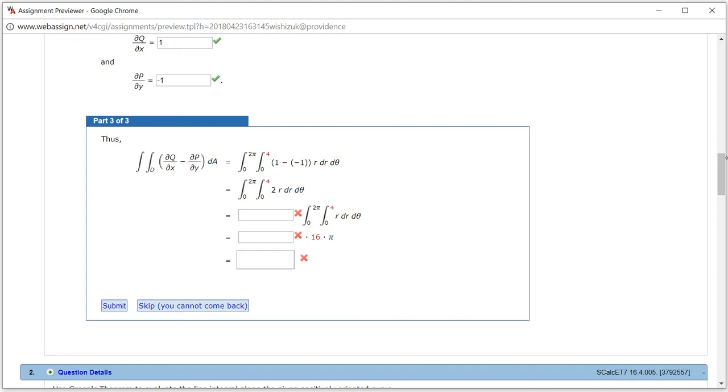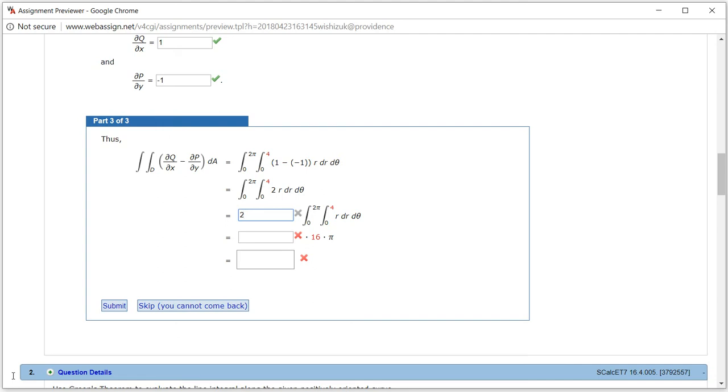This is the area element for polar coordinates, r dr d theta. The integrand came out to be 1 minus negative 1, which is just going to be 2, which is here. Now we can just pull out the 2 and put it outside. Then we just have to evaluate this.